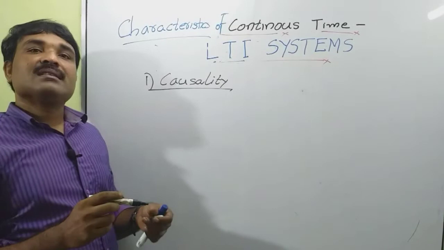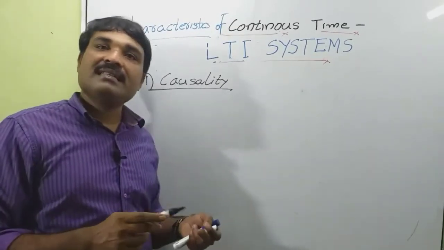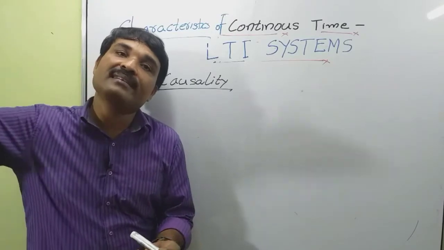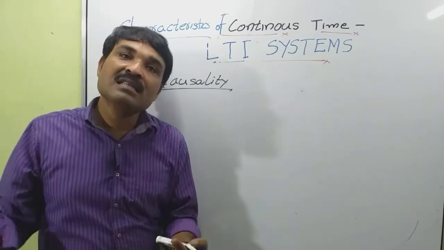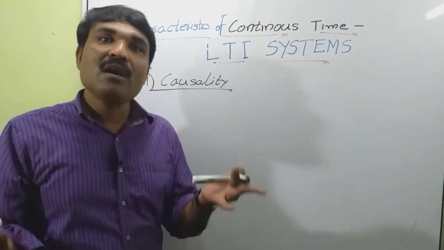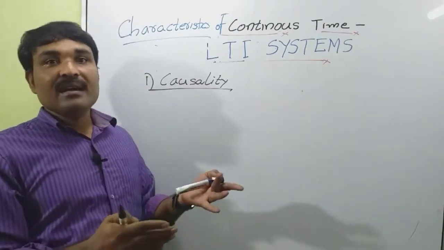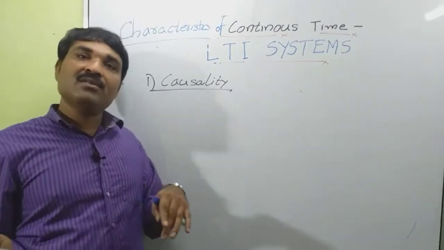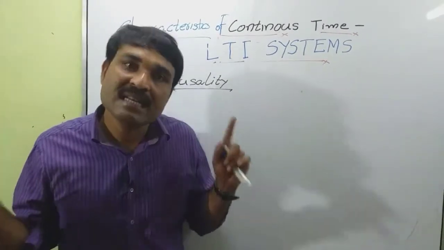Now we are going to discuss what a causal signal is. We know that a signal is said to be causal if the signal exists only for t greater than 0. An anti-causal signal is a signal existing only for t less than 0. If a signal exists for t less than 0 and t greater than 0, that signal is a non-causal signal.